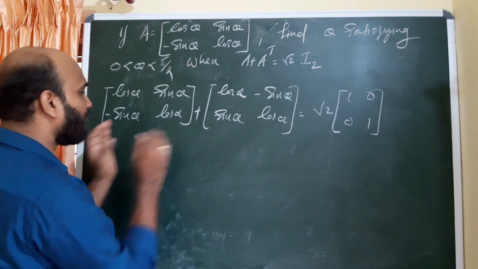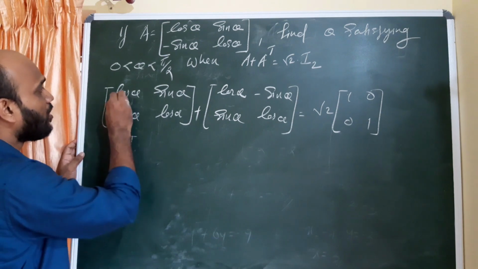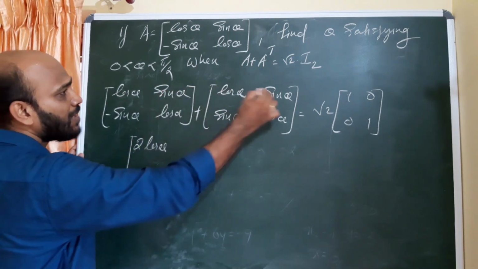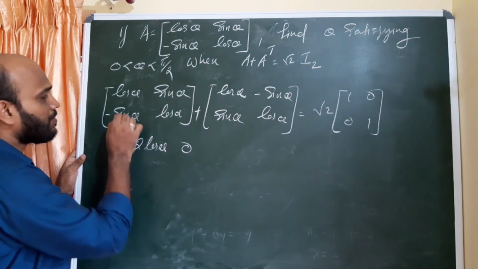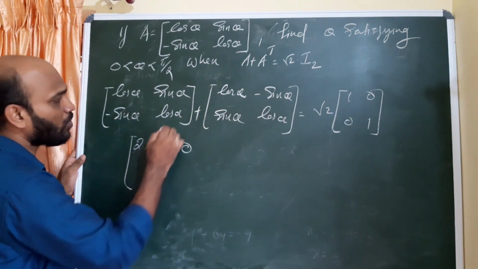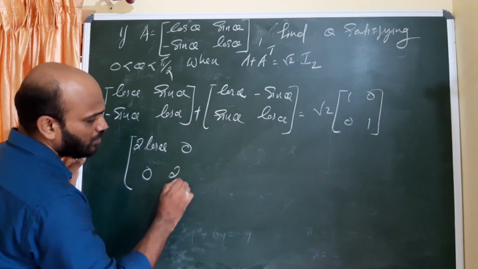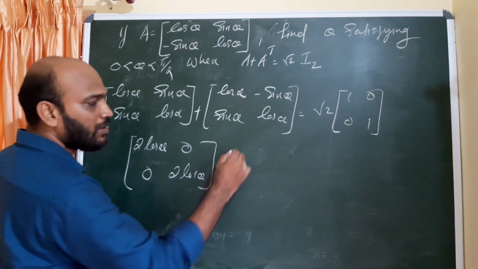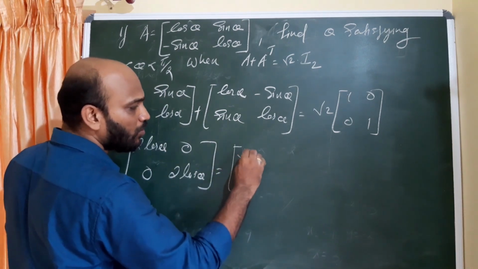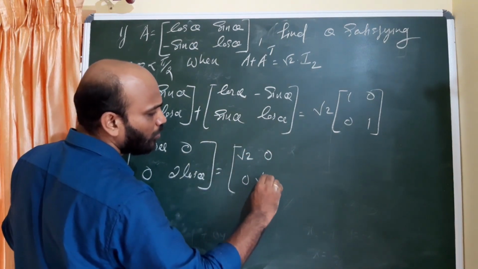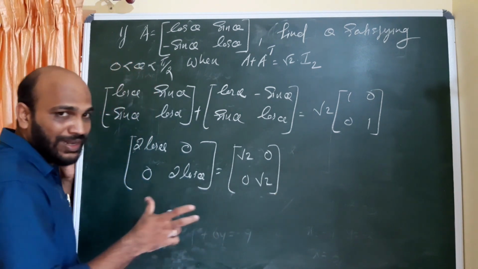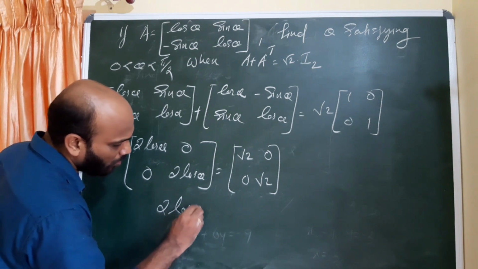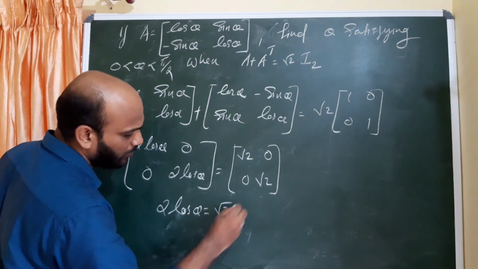Now we can simplify left hand side. So what about left hand side? Cos theta plus cos theta, 2 cos theta will get. Sin theta minus sin theta is 0. Minus sin theta plus sin theta is 0. Cos theta plus cos theta, 2 into cos theta. Right hand side will be root 2, 0, 0, root 2. Now these two matrices are equal, so we can equate corresponding terms. So we'll get 2 into cos theta equal to root 2.